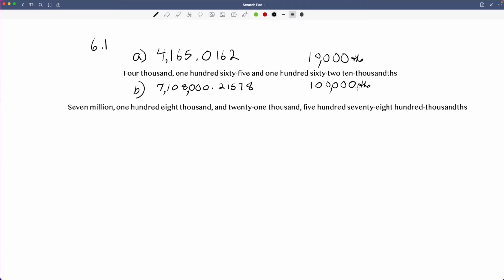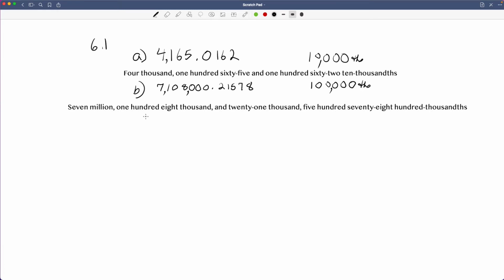100,000ths, right? 100,000 with a TH on the end. Notice every time I write a two-word number, like 65, 62, 10,000th, 21, 78, 100,000ths, those have a hyphen between them. So two-word numbers, you put a hyphen between. And whenever you get to the comma in a number, you say the name of that group, which this would be the thousands group, and then you put a comma behind it.